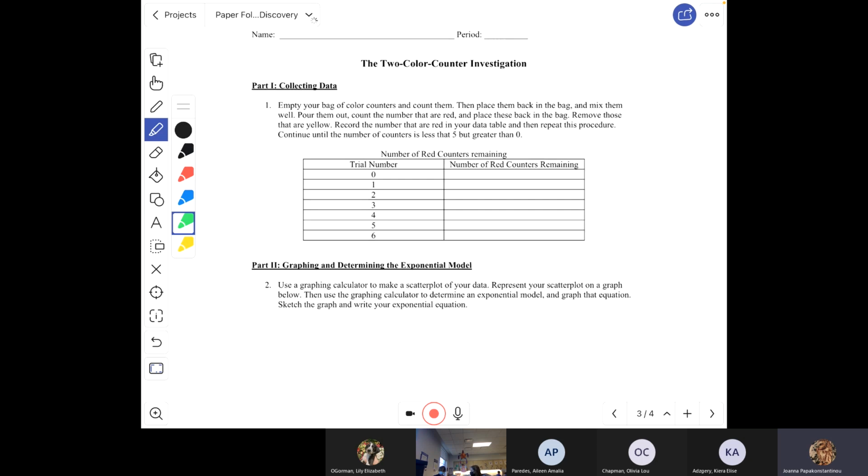Everybody potentially has different starting numbers. That was your first iteration, so now you have to count the ones that you removed. Trial 0 is when you count all of them, okay? Do you want to just do that last? How many there are? Well, if you've already removed the yellow, you can just count the yellow.